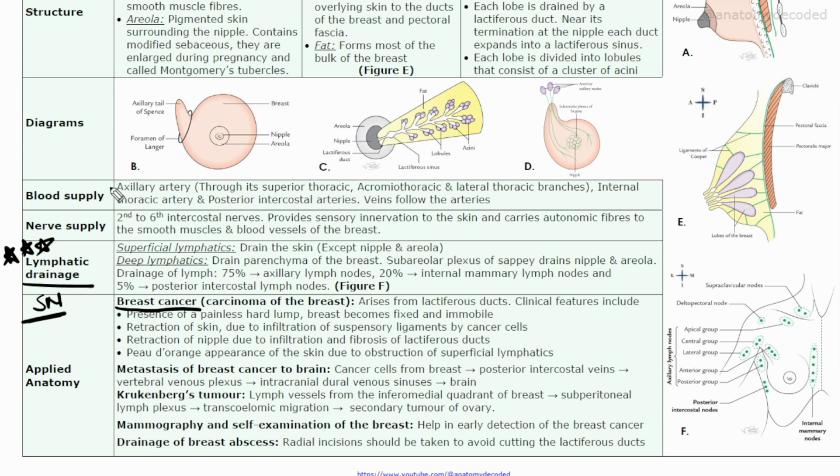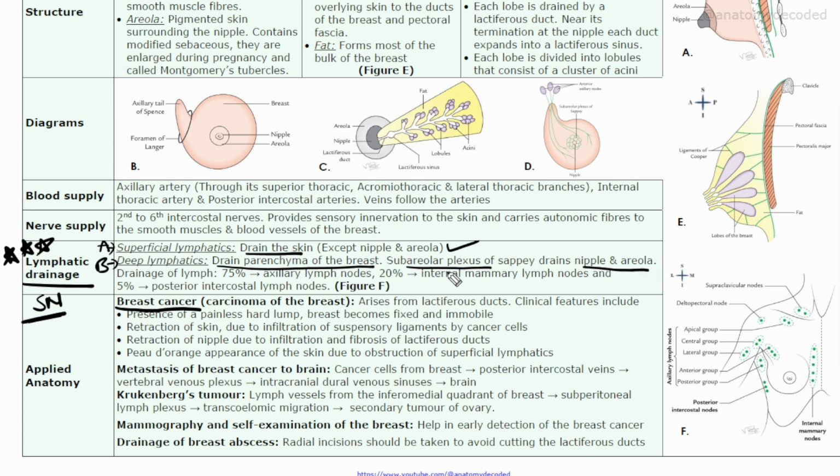Okay, so this is a very important topic that you need to learn. Lymphatic drainage is further subdivided into two heads: superficial lymphatics and deep lymphatics. Superficial lymphatics will drain the skin except the region of the nipple and the areola. Deep lymphatics drain the parenchyma of the breast. Parenchyma is the main glandular tissue, right? Apart from that, deep lymphatics also drain the nipple and the areola.